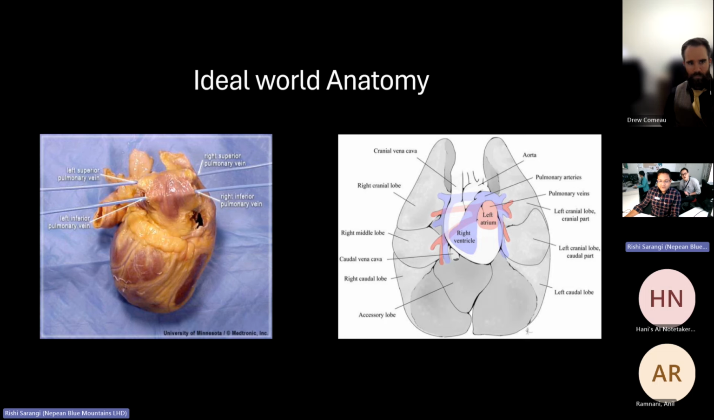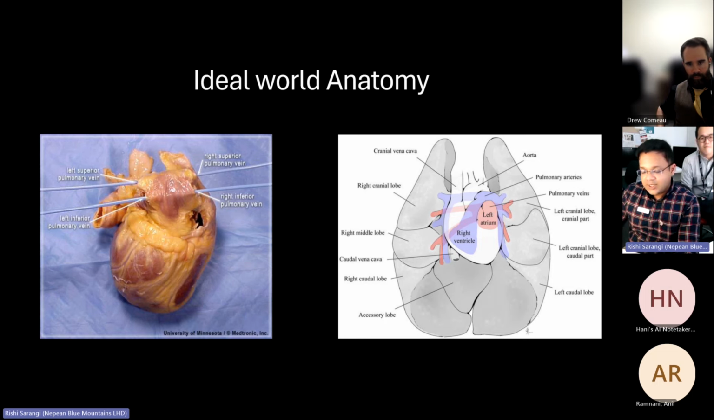Two are on the left, the left upper and the left lower. The left upper drains the left upper and middle lingular lobes, and the left lower pulmonary vein drains the left lower pulmonary lobe. Similarly, the right upper pulmonary vein drains the right upper and middle pulmonary lobes, and the right lower pulmonary vein drains the right lower pulmonary lobe.